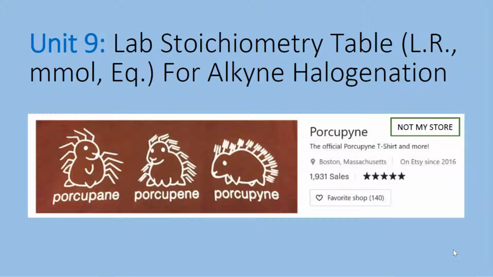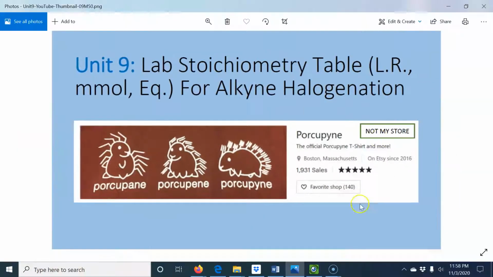away from learning new techniques and now learning how to run reactions and how to deal with things like percent yield. In this video, we're going to talk about limiting reagent equivalence, which is that EQ. And I want to use an example, an alkyne halogenation, to show you how to make a lab stoichiometry table.